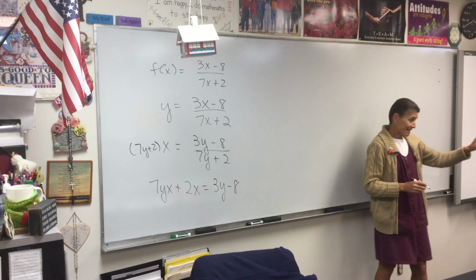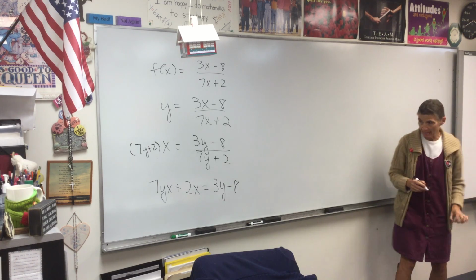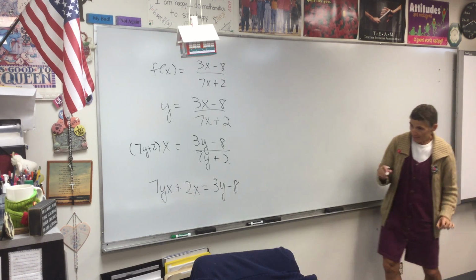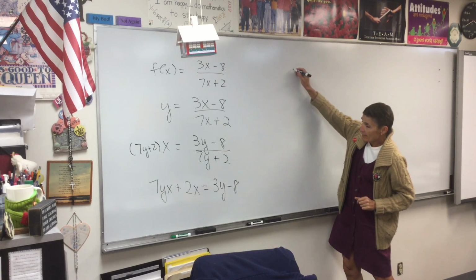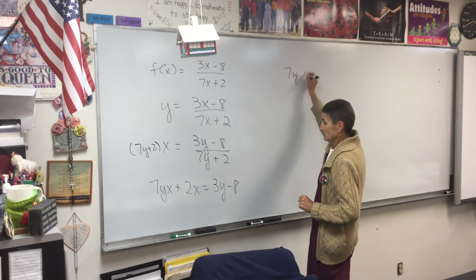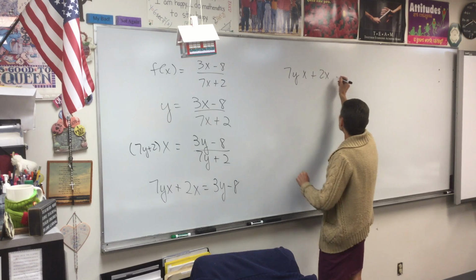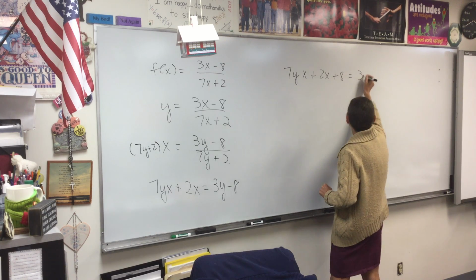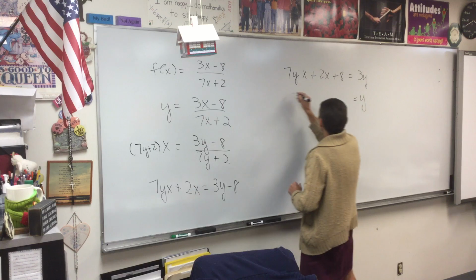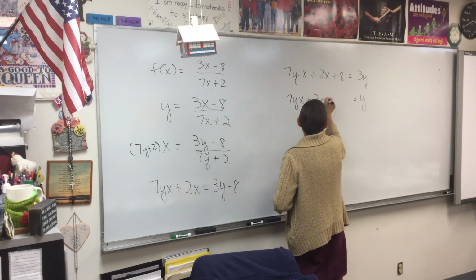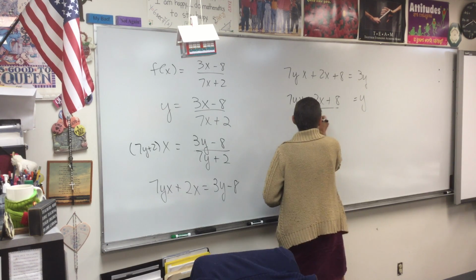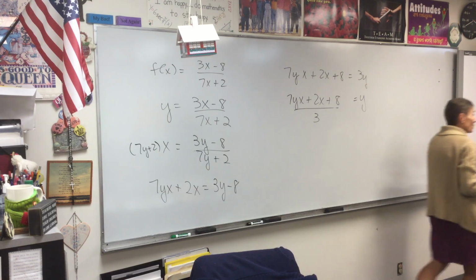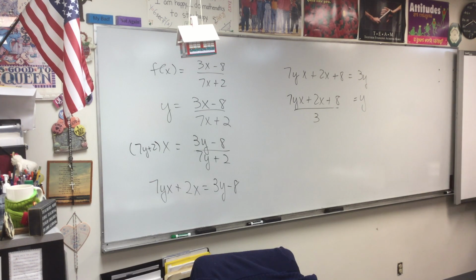Now, don't write this down, because this is going to be the mistake. You're going to say, or somebody's going to say, all right, I'm going to add 8 to both sides, and then I'm going to divide by 3. Please don't be writing this down, because it's wrong. Can you tell me what's wrong with that? We were supposed to be solving for y. I did. I got y by itself. Why is that not right?